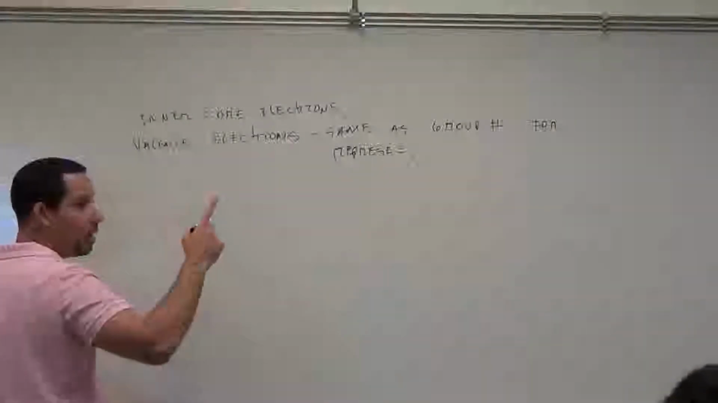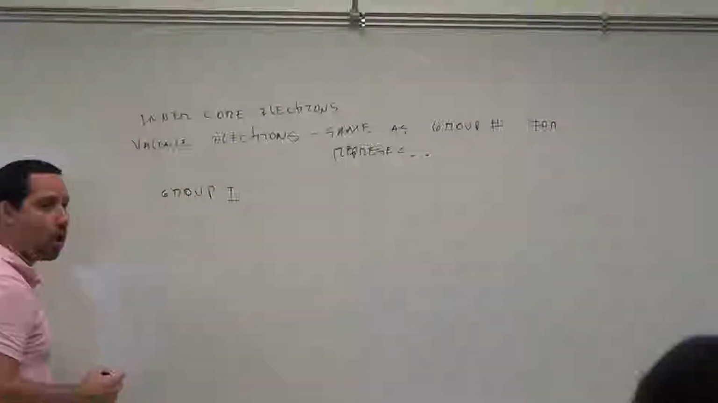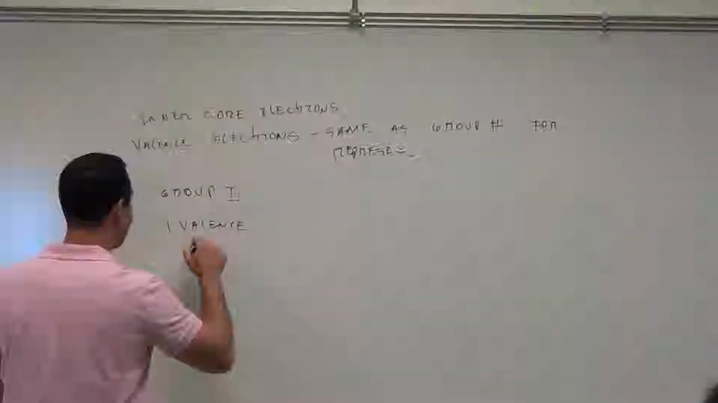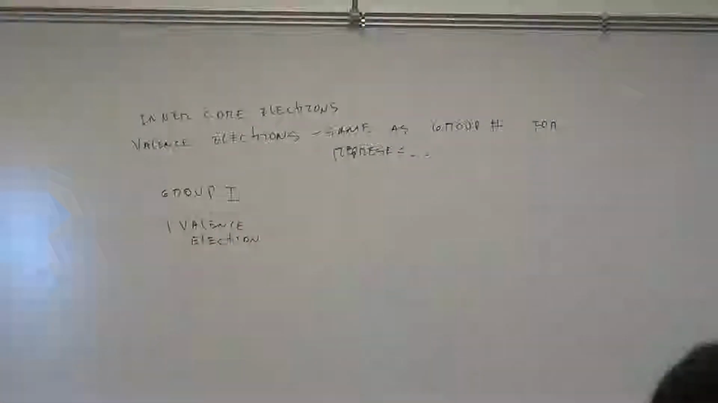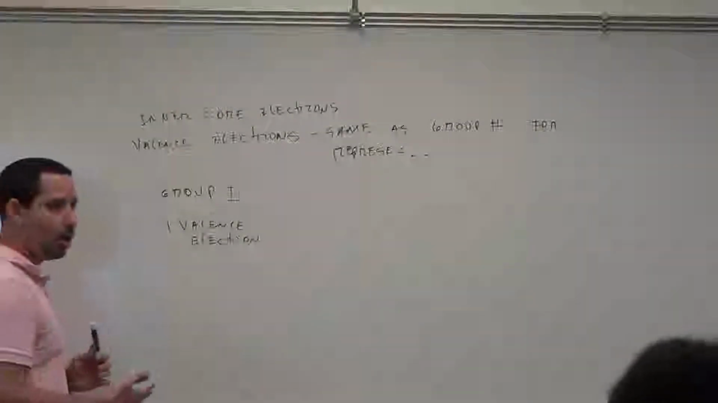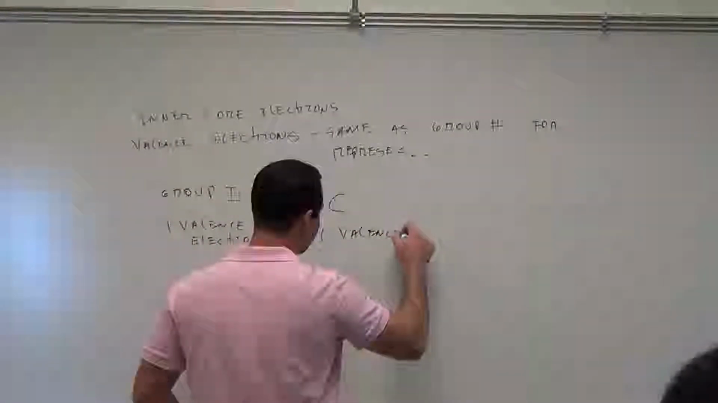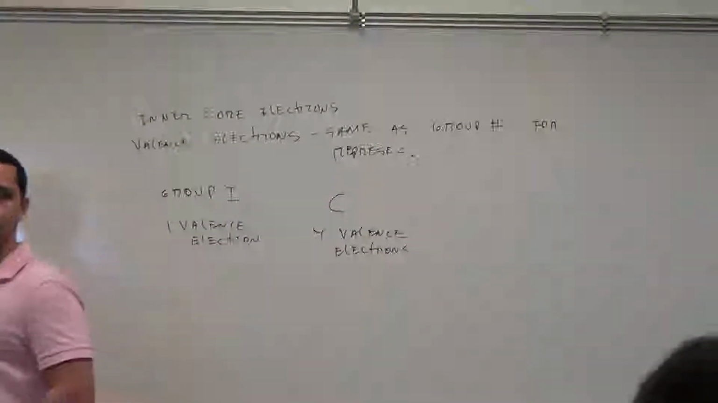So, representative. Let's say we are in group 1. How many valence electrons for group 1? Only one. 1 valence electron. How many valence electrons for carbon? You need a periodic table, yes? Four. Carbon is in group 4, so carbon has 4 valence electrons. Carbon is not in group 2. Carbon is group 4.